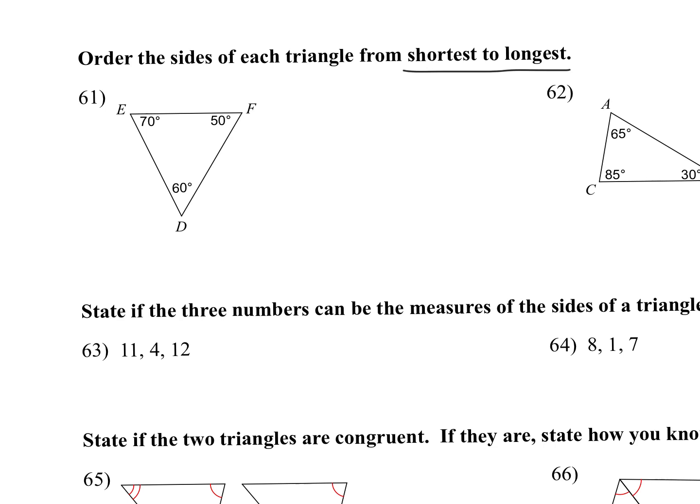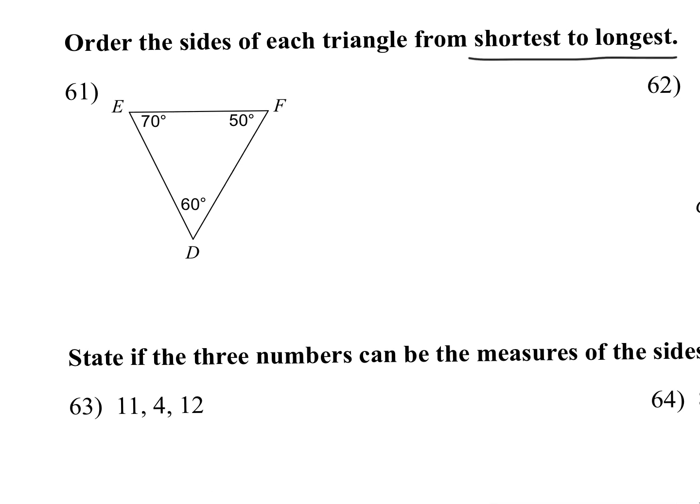On 61 we went shortest to longest, so what's our smallest angle? 50. What's the relationship between angles and their sides? Across. Straight across the triangle, right? For sides, when we're labeling them, do we need 1 letter or 2 letters? 2. We need 2. What would the 2 be? ED. Now go to your next one.